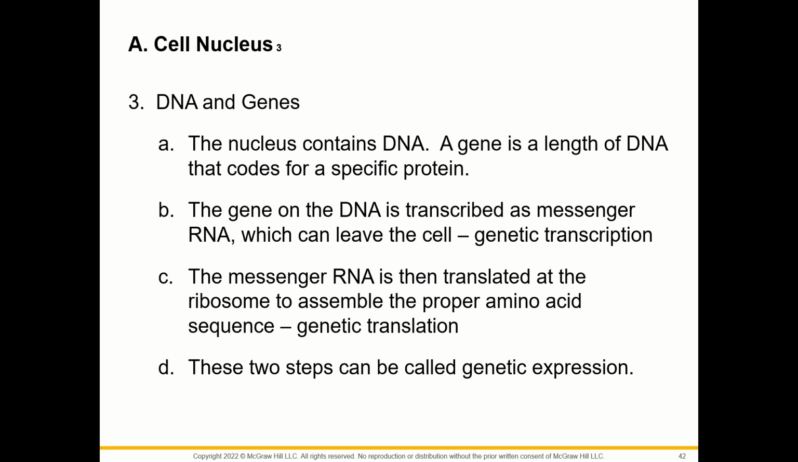And so once the messenger RNA leaves the nucleus, it's translated at the ribosome to assemble the proper amino acid sequence. And this is called genetic translation. And to translate is to take one language into another. And so we're taking the language of DNA, the gene. We've transcribed it, written it onto a messenger RNA, and then we've translated that message on a ribosome, and we've translated it into a sequence of amino acids. And so these two steps of transcription and translation can be called genetic expression.